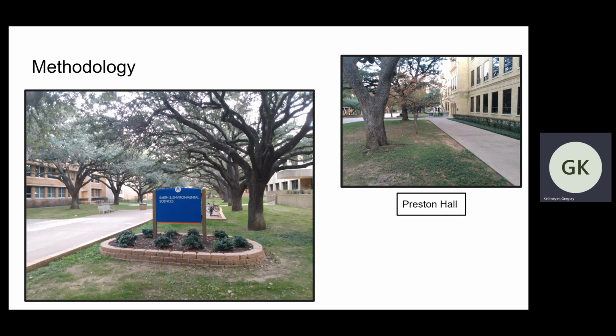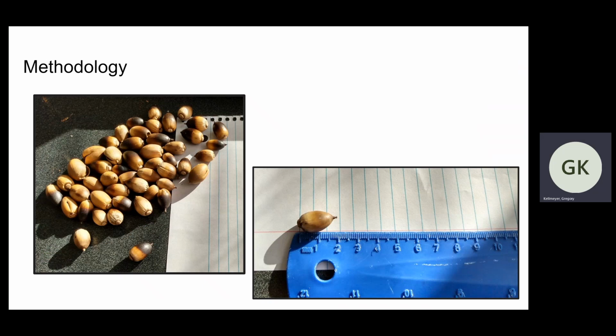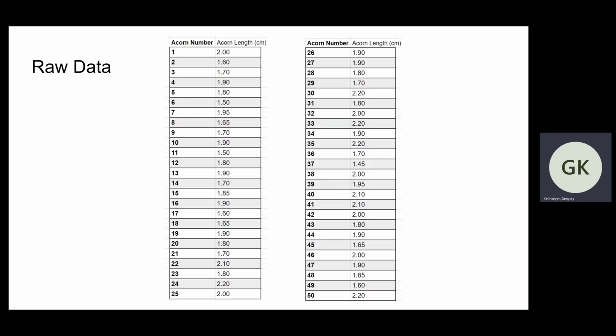I went out to the Earth and Environmental Sciences building and Preston Hall and collected acorns from the ground at those locations. I brought them back, I collected 50 acorns, and I measured each one of them. I was using this piece of paper, as shown on the right, lining up the ruler and the acorn there so that I wouldn't have them rolling around and messing with the measurements.